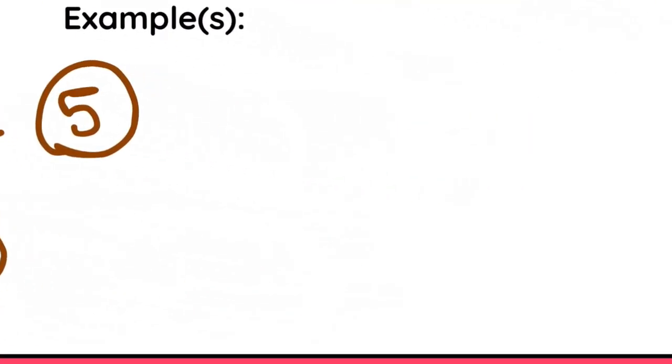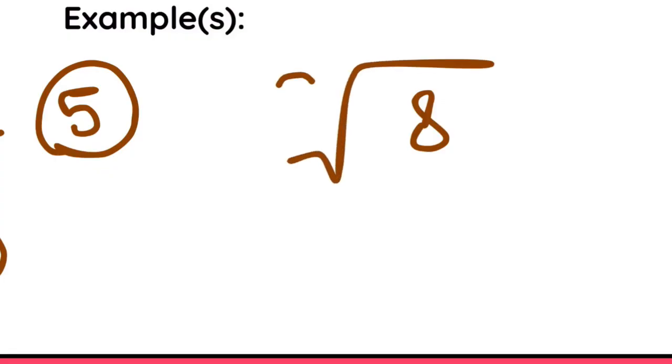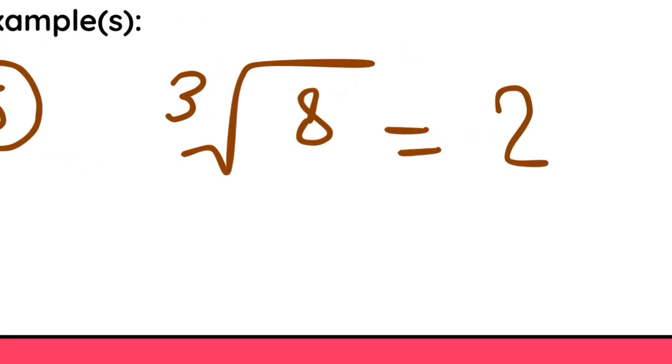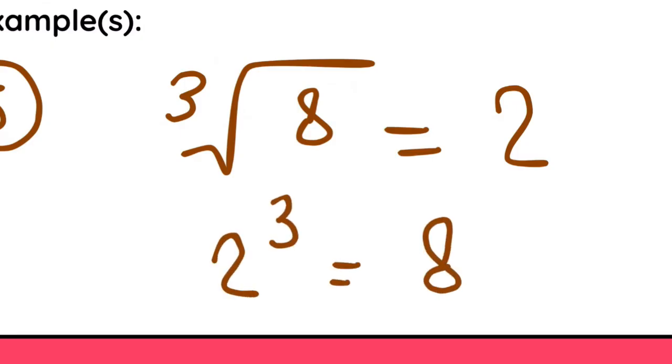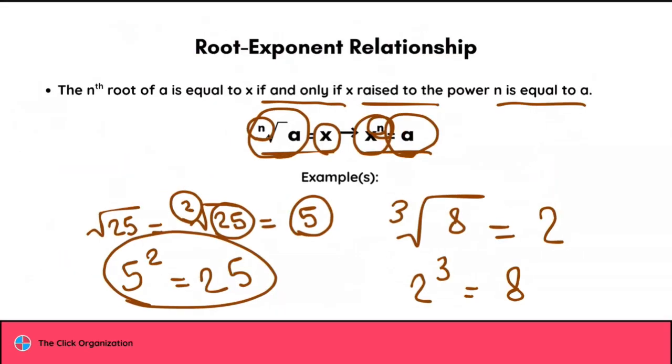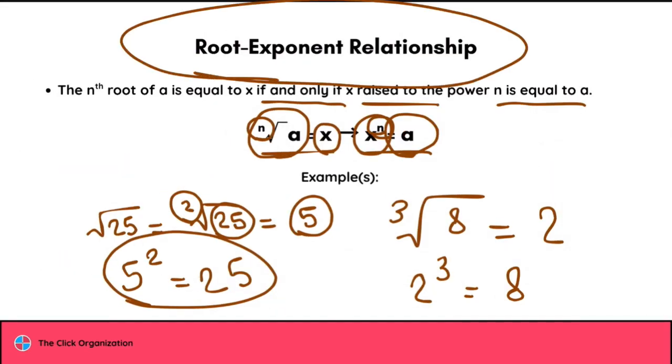Another example. For example, I have the third root of 8, which is equal to 2, right? So 2 to the power of 3 is equal to 8, and only that makes the root exponent relationship correct. This was the first one.